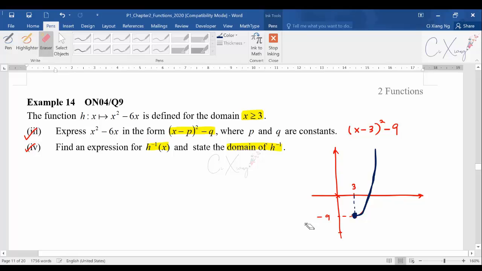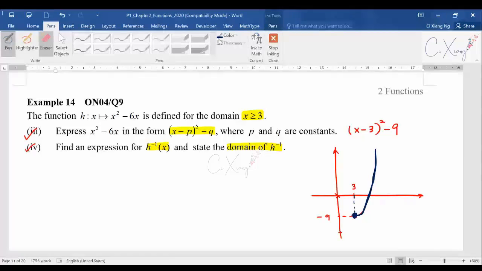So it is a one-to-one function, right? So that's why they will ask you to find the inverse function. Okay, all right, so they already decide the domain for you and your graph will look something like this. From the graph, you know it is a one-to-one function. That's why they will ask you to find the inverse function.